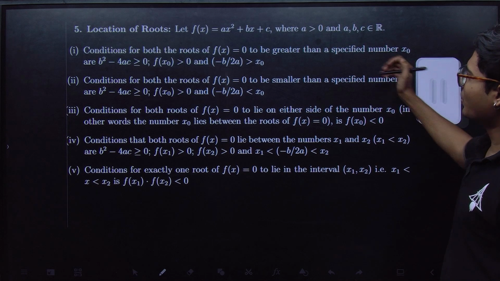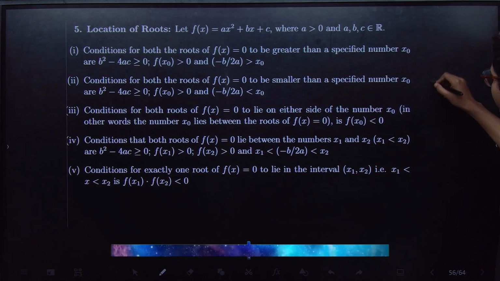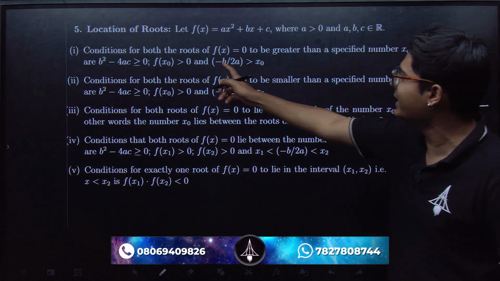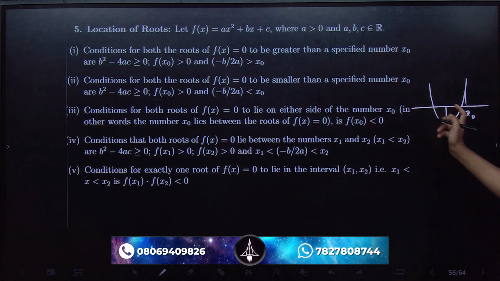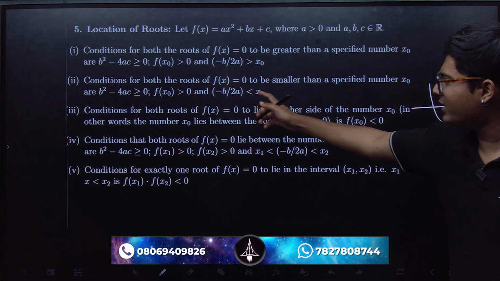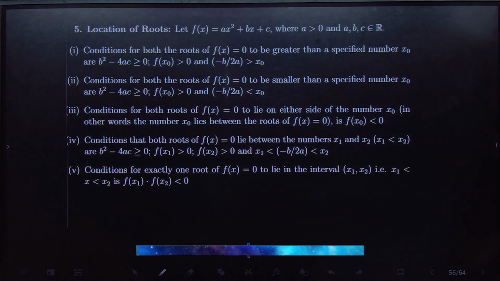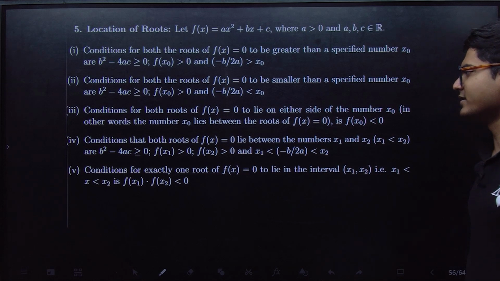Similarly, if you do it for both the roots less than the specified number x naught, then again f of x naught is going to be positive. Now minus b by 2a is going to be less than x naught and the discriminant obviously has to be positive, right? Same for 3, okay. The condition for the roots to lie on either side of this number is that f of x naught has to be less than 0.